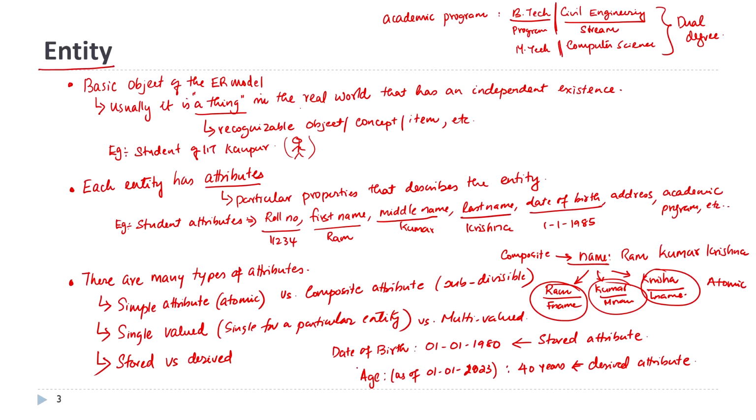That is why you rarely store the age of an individual in a database, because age is dependent on time. You actually store the date of birth, and then the age is derived from the date of birth. I hope you have now clearly understood the entity: it is a basic object, a real world thing with an independent existence, and each entity has attributes, which are particular characteristics, features or values that describe the entity. There are different types of attributes, which we have already discussed.